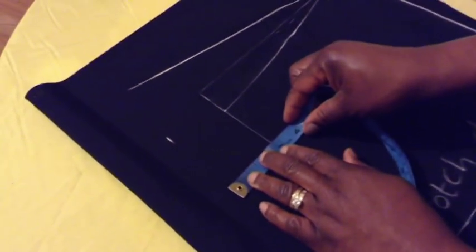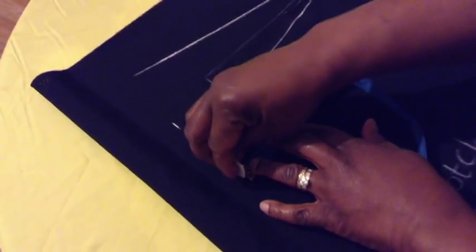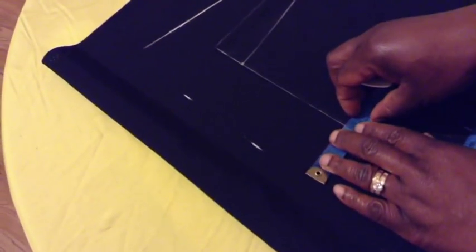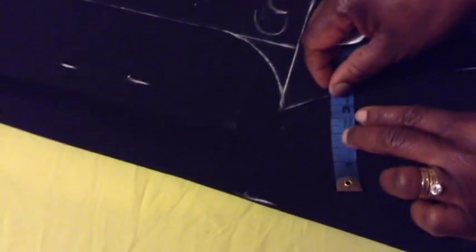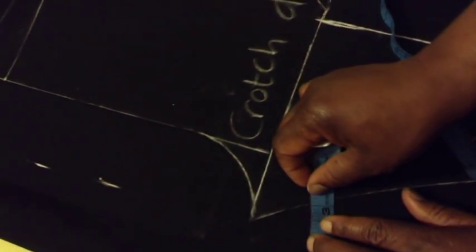I added 2.5, but you can add 3. So here 3 inches. So I'll connect the line. So in this place I added 3 inches here, you can see. So this side I'll add 2.5, 3 inches. I'll add 2.5 here.